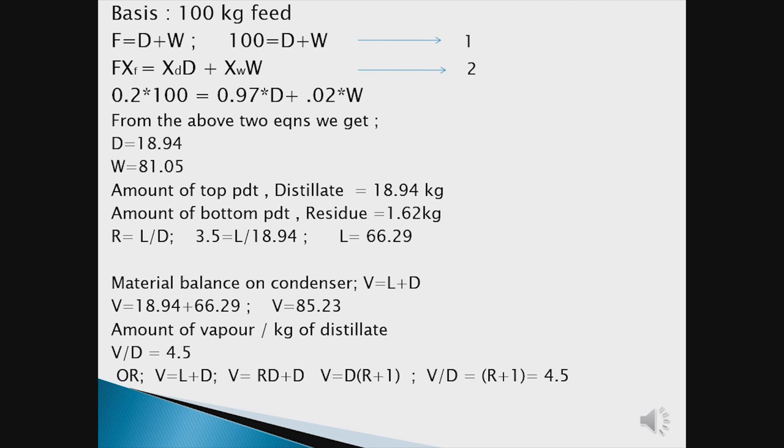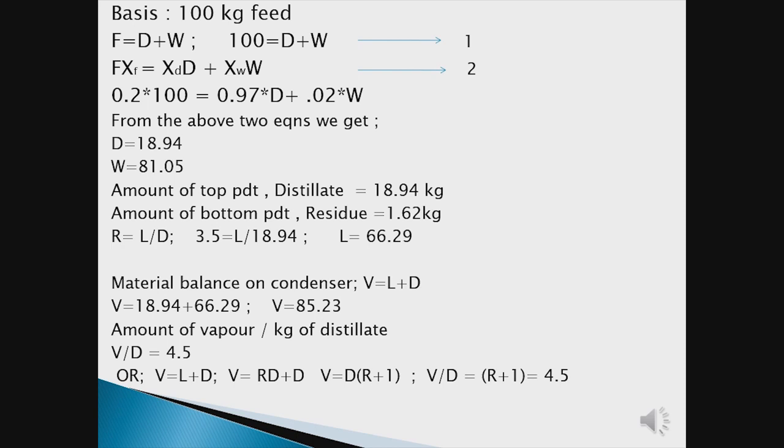So we know F, XF, XD, and XW. Substituting the values of XF, XD, XW, and F, we get 0.2 into 100 equal to 0.97 into D plus 0.02 into W. After solving both equations, that is F equal to D plus W and F XF equal to XD D plus XW W, we get D equal to 18.94 and W is equal to 81.04. That is, the amount of top product, the distillate, is equal to 18.94 kilograms, and the amount of bottom product, the residue, is equal to 81.04 kilograms.